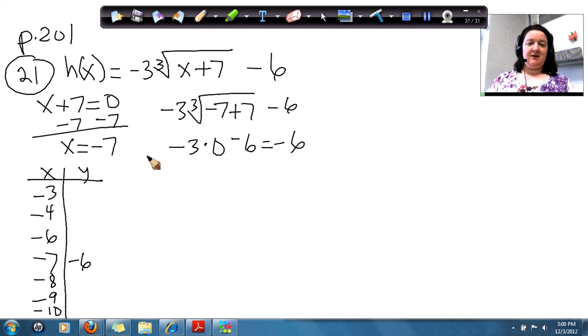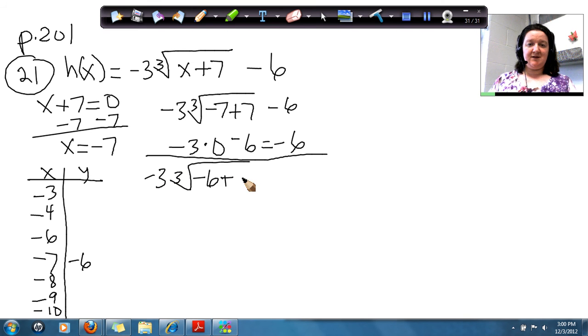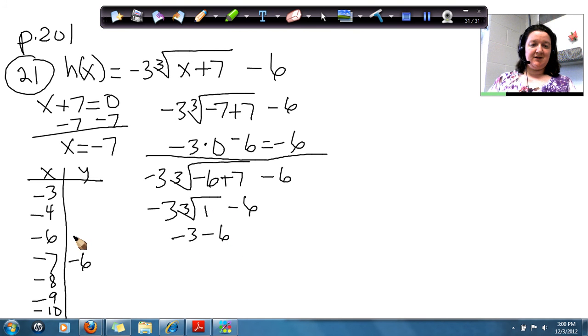Let's plug in the negative 6. So I have a negative 3 third root of negative 6 plus 7, minus 6. That's going to give me a negative 3 third root of 1, minus 6. That's going to give me a 1, negative 3 minus 6. So that'll give me a negative 9.